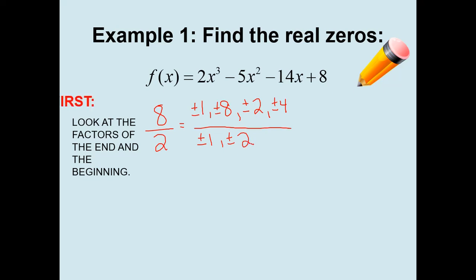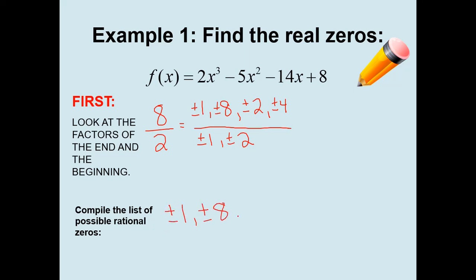So now, here's what we're going to do. We're going to compile a list of possible rational zeros. We're going to put every numerator number over every denominator number. Let me repeat that. We're going to put every numerator number over every denominator number. So first I'm going to put them all over 1. So basically I just get plus or minus 1, plus or minus 8, plus or minus 2, plus or minus 4. Okay. Now finally I need to put all these numbers over 2 as well.